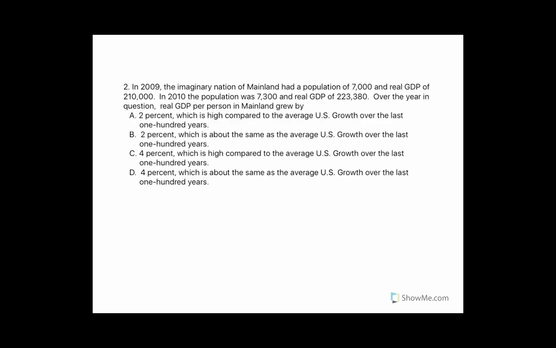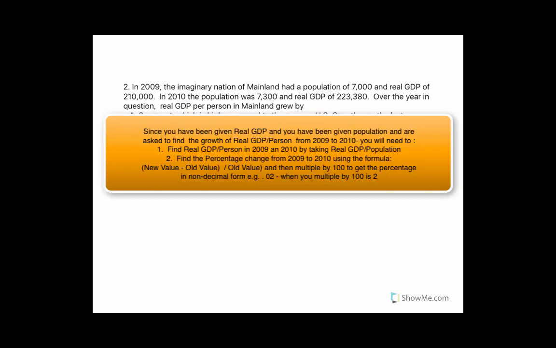Okay, our next question says that in 2009, the imaginary nation of Mainland had a population of 7,000 and a real GDP of 210,000. In 2010, the population was 7,300 and real GDP was 223,380. Over the last year, real GDP per person in Mainland grew by blank, right? So first thing we do here is calculate real GDP per person in the 2 years, and then we can find the percentage change between the two numbers.